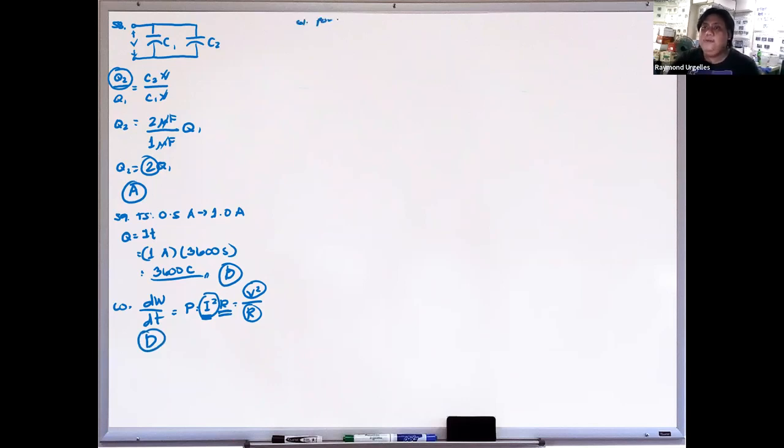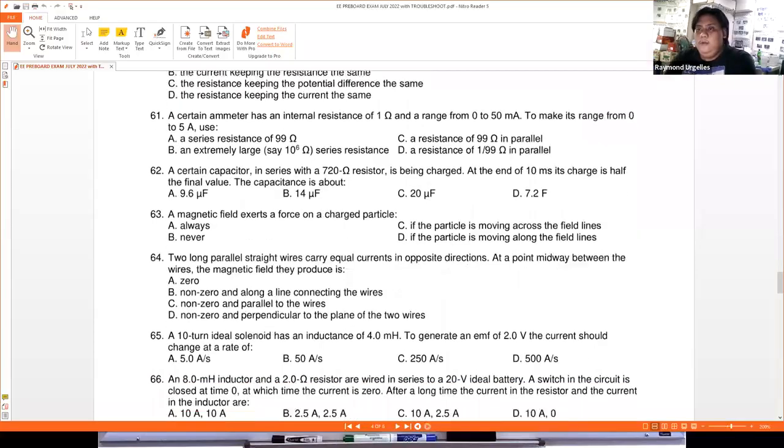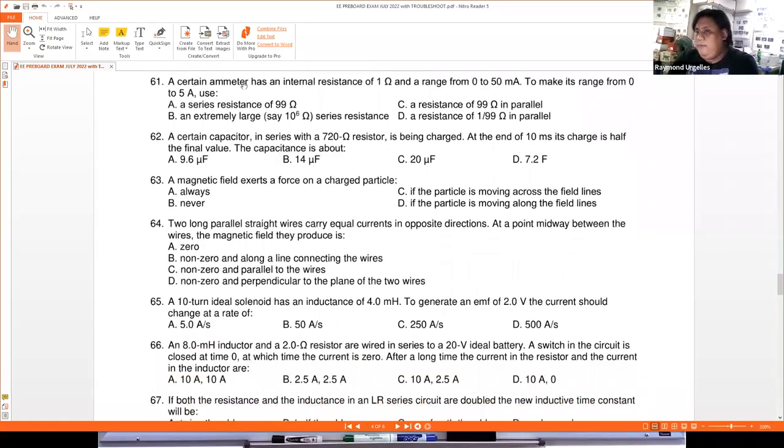Next, number 61, di ba? Meron tayong ammeter, gusto nating i-increase yung range from 50 milliamps to 5 amperes, di ba? So therefore, ang gagawin natin, magko-connect tayo ng resistance in parallel, di ba? And remember, if we want a larger multiplier, yung internal resistance natin dapat mas malaki compared dun sa i-connect natin na shunt resistance. The higher multiplier we want, the lower the shunt resistance will be.